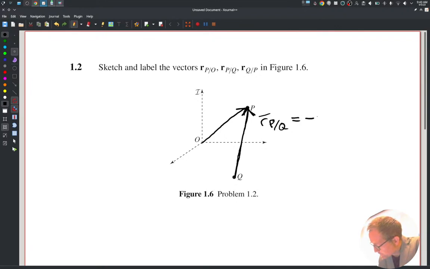Yeah, so I could put a negative sign, and say that if I know the components of this, I can multiply each component by -1, and then I have that one. Kind of nice.